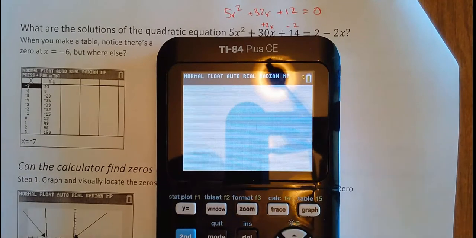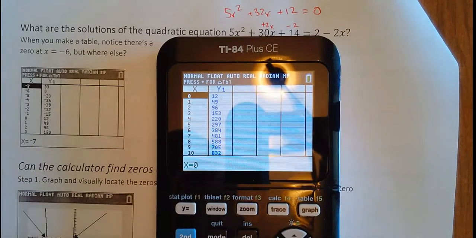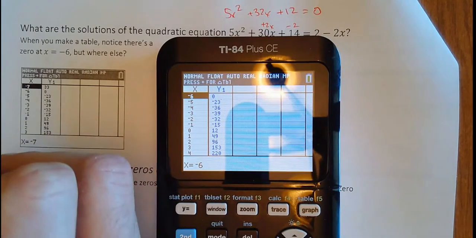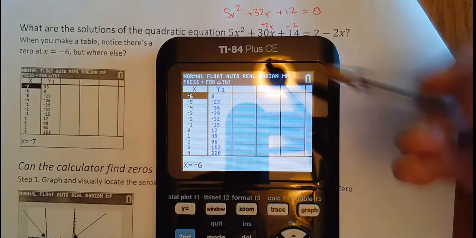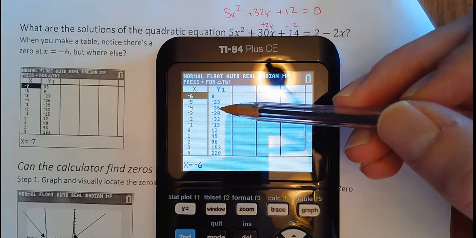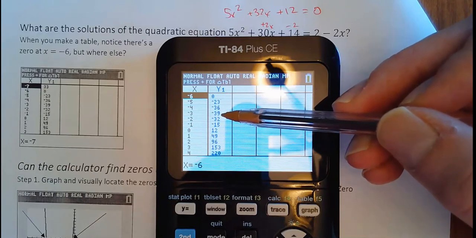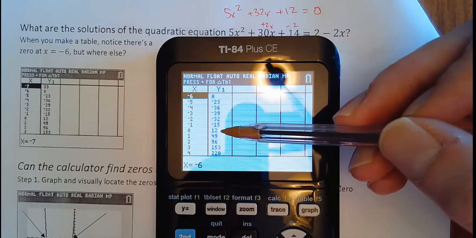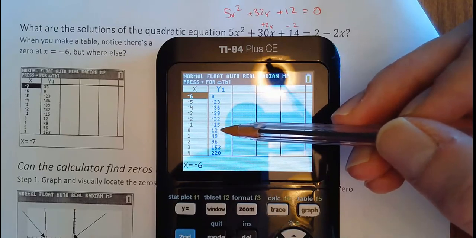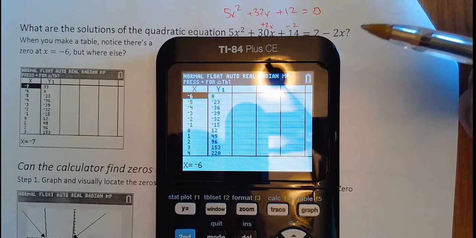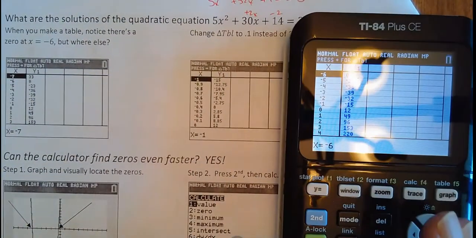Now I'll go second table. And what does it say? It says, notice that there's a 0 at -6. Perfect. So there's one of my answers. Okay, so -6. But where else? Okay, so look at how these numbers are behaving. It goes from 0 to negative, bigger negative, bigger negative, smaller negative, positive at 12. What happened there? In order to get from a negative to a positive, somewhere between -1 and 0, it had to cross the x-axis. Okay, so somewhere in between there.